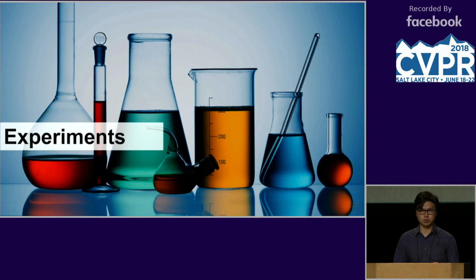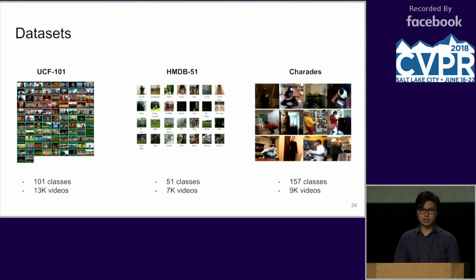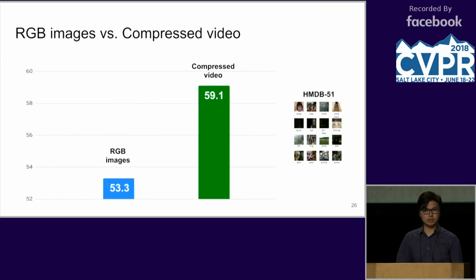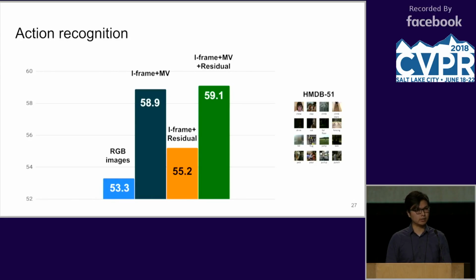Let's see how this works. We test our model on 3 action recognition datasets, UCF101, HMDB, and Charades. In the first ablation study, we compared training on RGB images and training on compressed videos. And interestingly, we see that training on compressed videos leads to much better performance. If we look closer, we see that each additional component helps, and using all of them leads to the best performance.